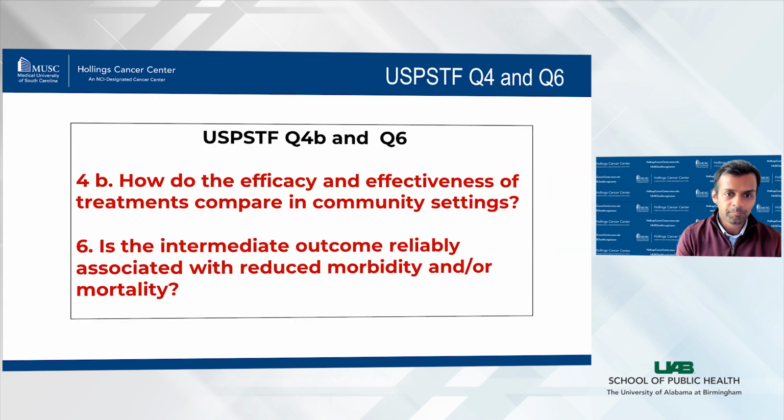The questions that we wanted to ask, given the findings from ANCHOR, were question 4B: how do the efficacy and effectiveness of treatment compare in community settings? And is the intermediate outcome reliably associated with reduced morbidity and or mortality? In the ANCHOR trial, the outcome of interest was cancer incidence, so would a reduction in cancer incidence translate into a reduction in cancer mortality? And if we were to conduct the ANCHOR trial in a community setting, where we might see differences in screening and treatment compliance, what might the outcomes look like?